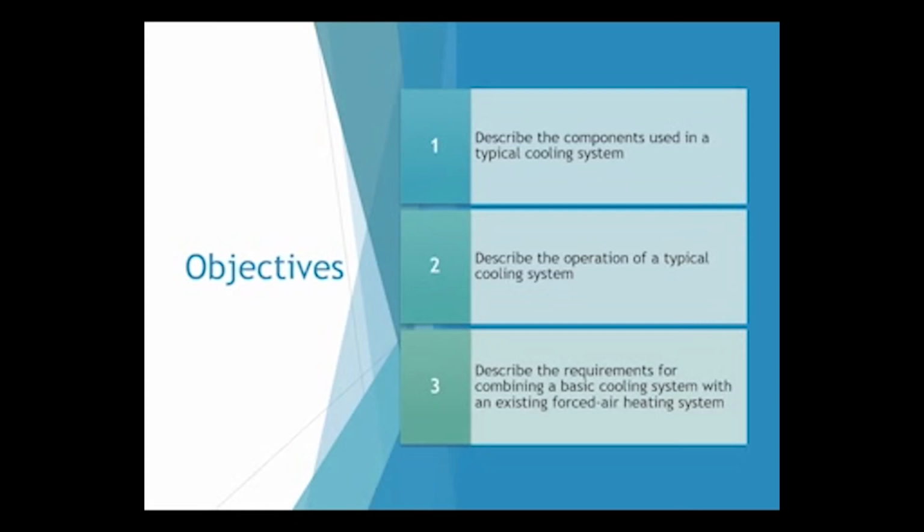This module has three different objectives that we're going to go through. First, we're going to look at the individual components that make up a cooling system and what their jobs are. And then we're going to look at the operation of a typical cooling system. And lastly, we're going to look at the requirements of putting a cooling system into an existing forced air heating system.